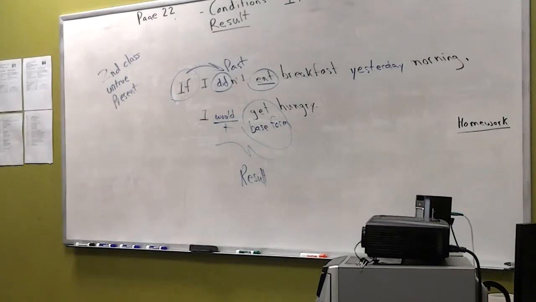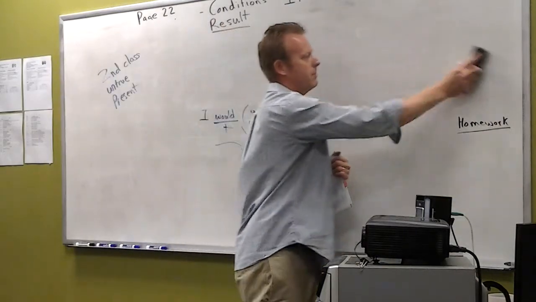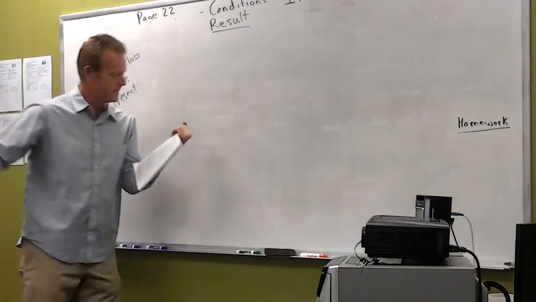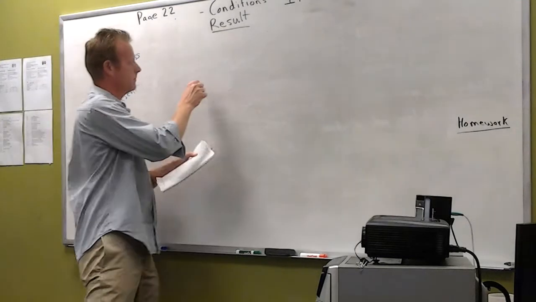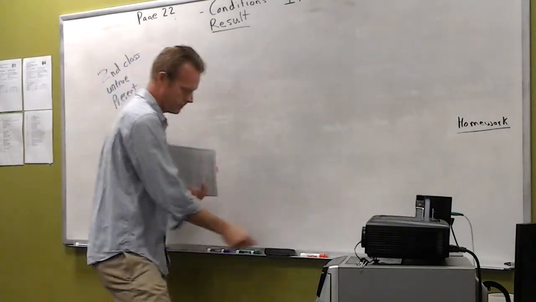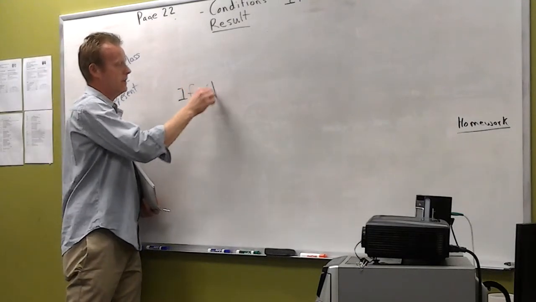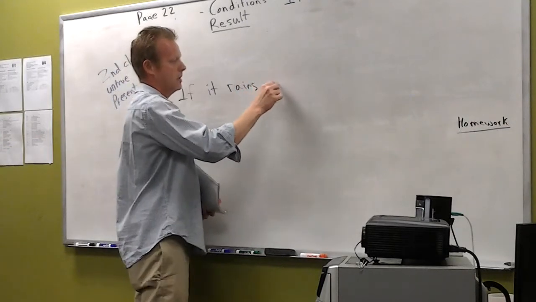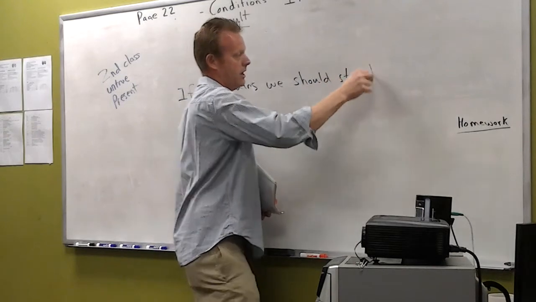Okay? All right. Hey, let's go back to first class condition a second and look at some other possibilities for the result clause real quick. We're looking at D. Someone said, if it rains, read D. If it rains, we should stay home. Should stay home. Yeah. So if it rains, we should stay home. Yep, should stay home.